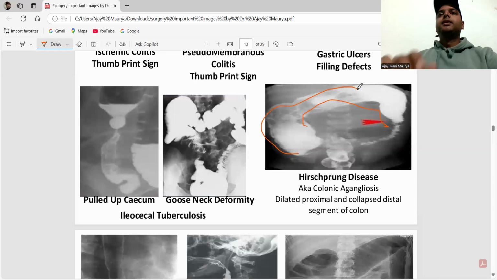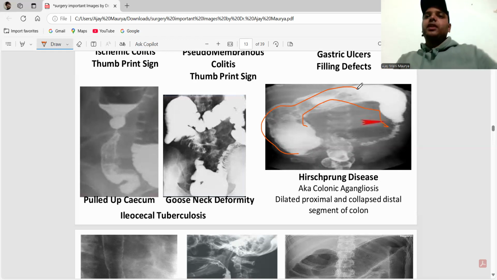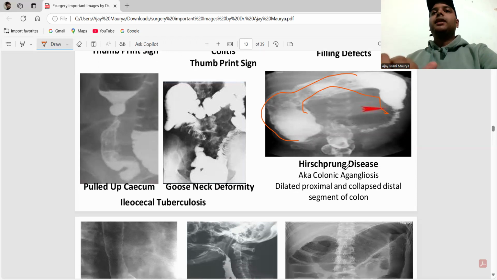Hirschsprung disease, guys. They will give the history like a baby is not passing stool after 48 hours. Okay? It is due to the aganglionosis, the absence of the autonomic ganglion cells. In the colon, there is a dilated proximal segment and a collapsed distal segment of the colon here.